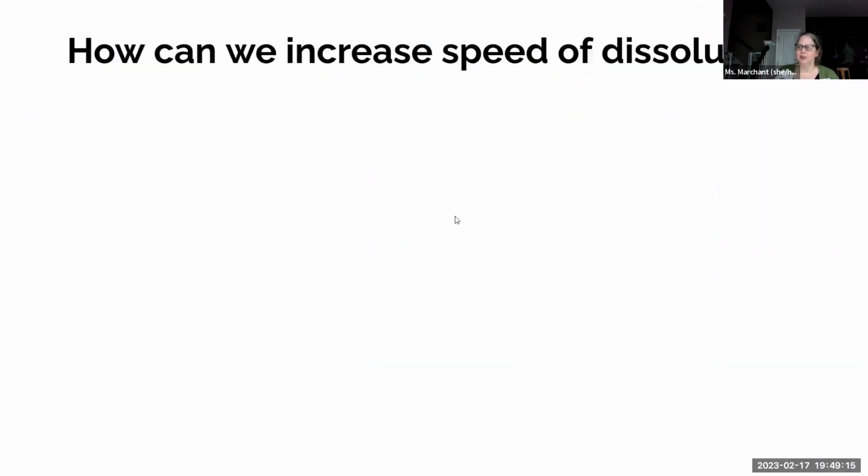Okay, so how can we increase the speed? I talked about it a little bit. We can stir it, and then we have more access to all the different surface area sides of that solute. The other thing is increasing the temperature often is going to help. With hot tea, you can have more sugar dissolved than with cold tea.